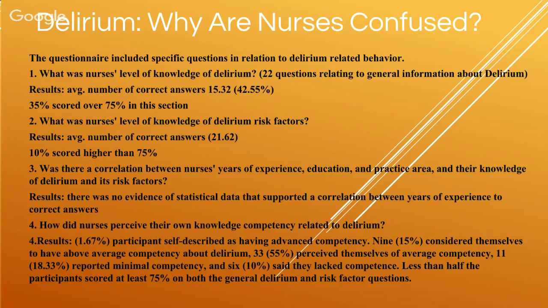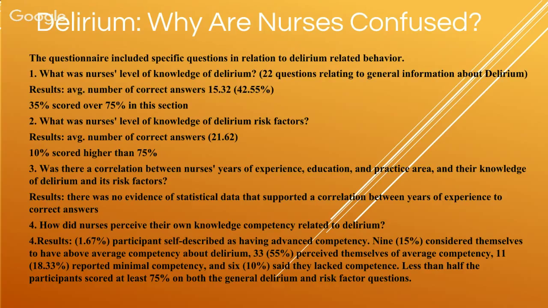Question 2: What was the nurses' level of knowledge of delirium's risk factors? The results were an average number of correct answers of 21.62, and only 10% scored higher than 75% in this section. Question 3: Was there a correlation between nurses' years of experience, education, and practice area and their knowledge of delirium and its risk factors? Results: there was no statistical evidence that supported a correlation between years of experience and correct answers.